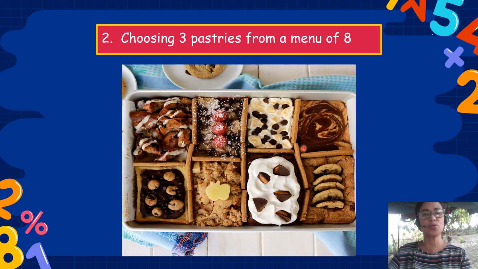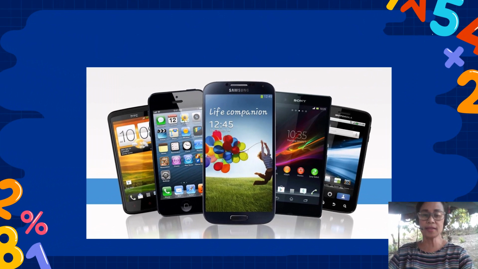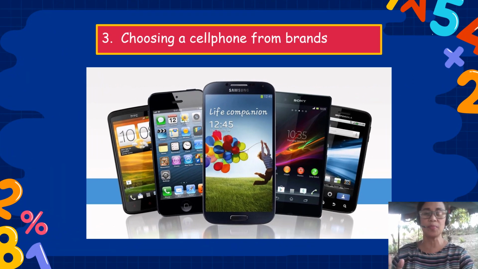Next is choosing 3 pastries from a menu of 8. So you have 8 choices here, but you are going to pick only 3 at a time, without the worry of the order. Lastly, you are going to choose a cell phone from these 5 different brands. So you have 5 objects, but you have to take only one at a time.